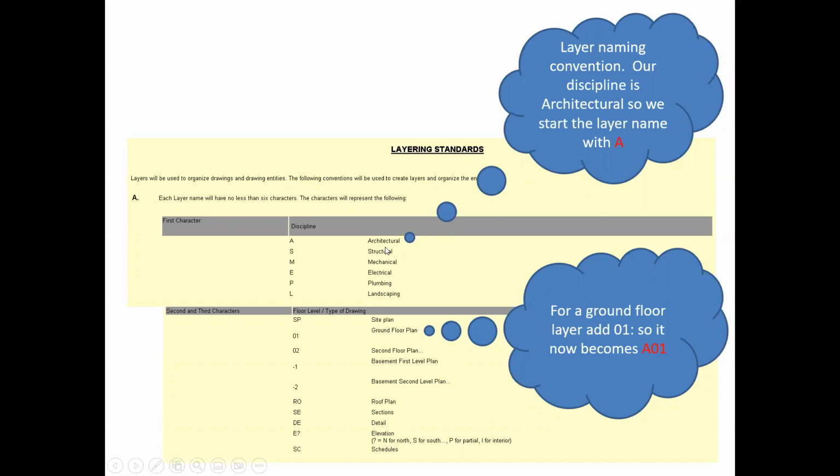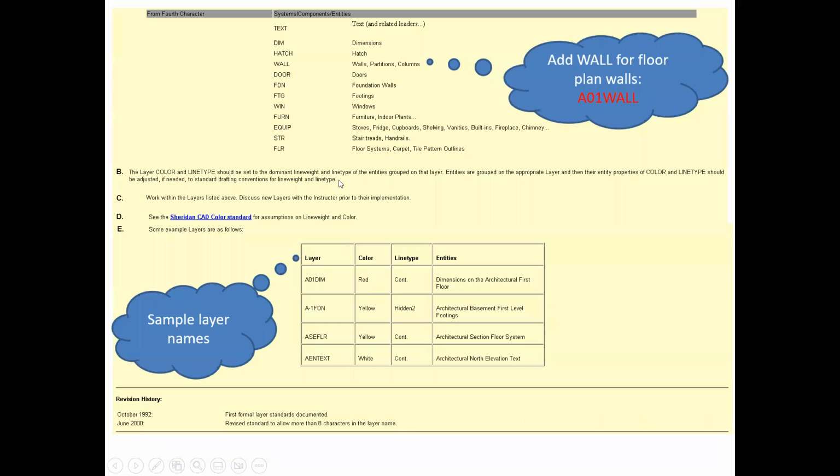For Sheridan Standard, this is how we name our layers. We start with, let's say, A for architectural, and then the next two letters will be, let's say, A01 for the ground floor, right? It could be any of this, right? And then for the next letters, it will be the description of what that layer is for. So in this case, wall. Okay. Now, so A01 dim, A01 FDN, right? And then it will have a specific color, specific line type, and of course, what are the entities that you normally place on that layer.